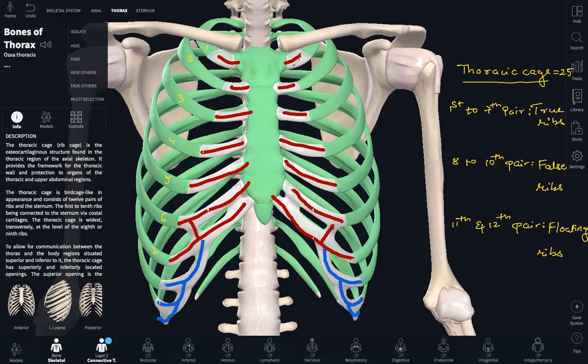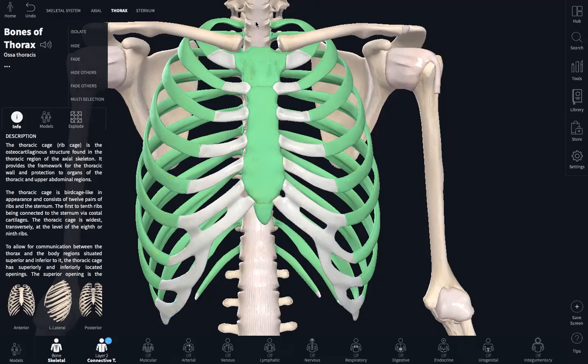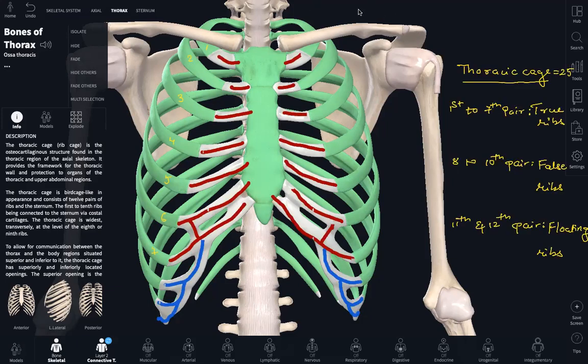So we have the sternum in the center and 12 pairs of ribs. So in all 25 bones. So now let us see the different parts. I hope everyone had written.